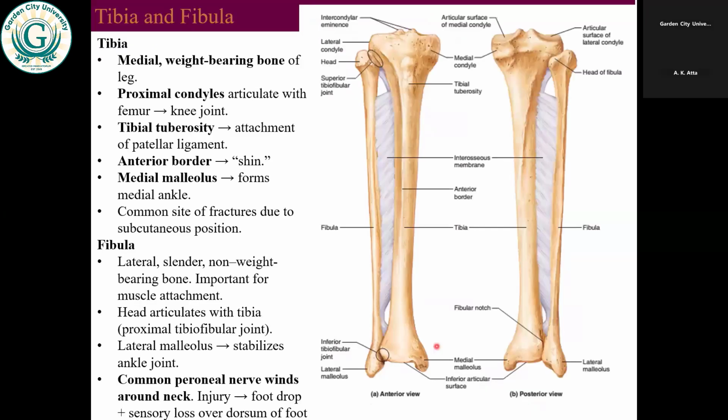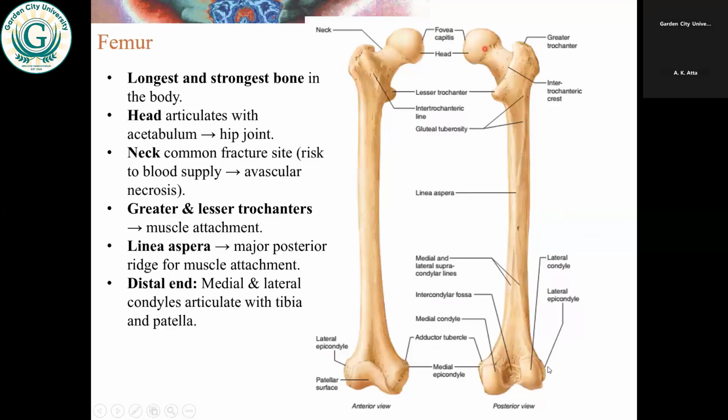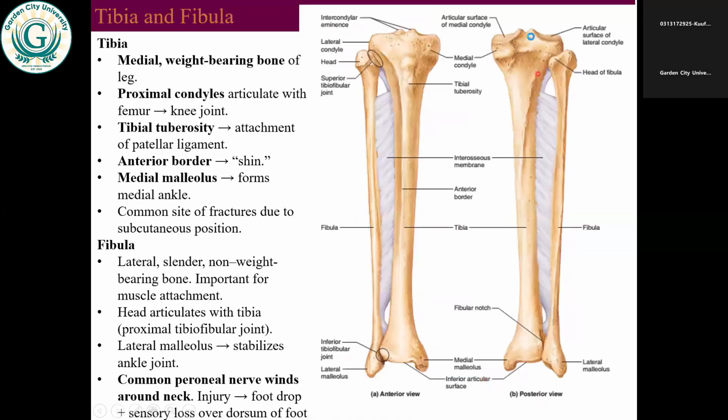Then of course the tibia and fibula. The tibia is medial, the fibula is lateral. Now, if you look at the posterior surface, remember we saw the lateral condyle and the medial condyle. Those will articulate here to form the knee joint. So this is the articular surface for the lateral condyle, this is the articular surface for the medial condyle, and these are the intercondylar eminences.